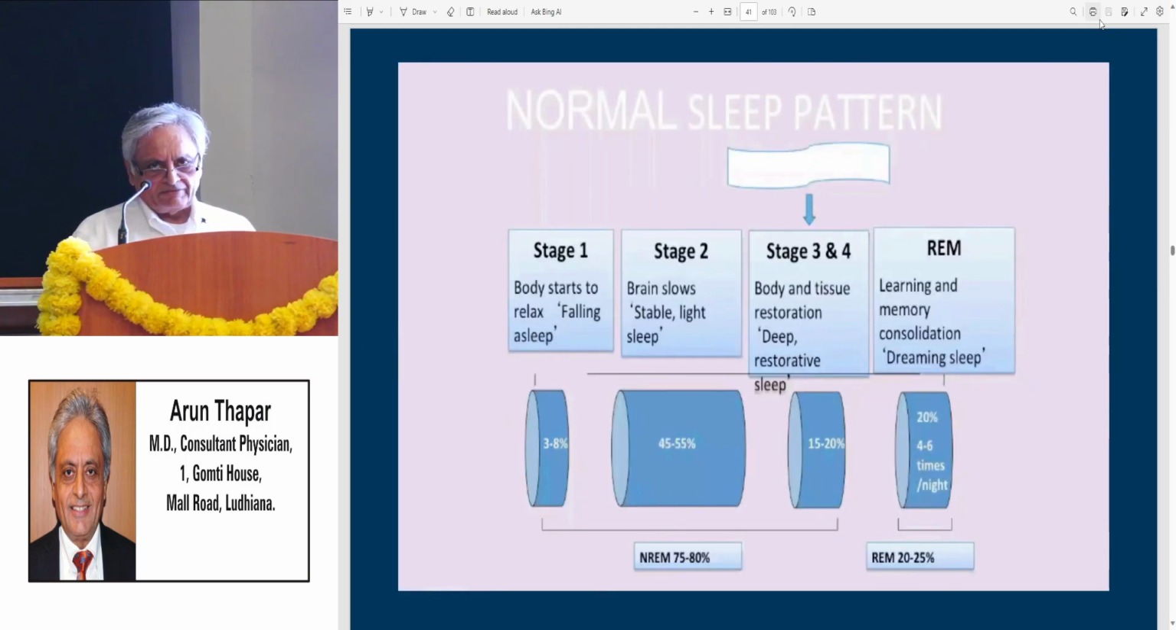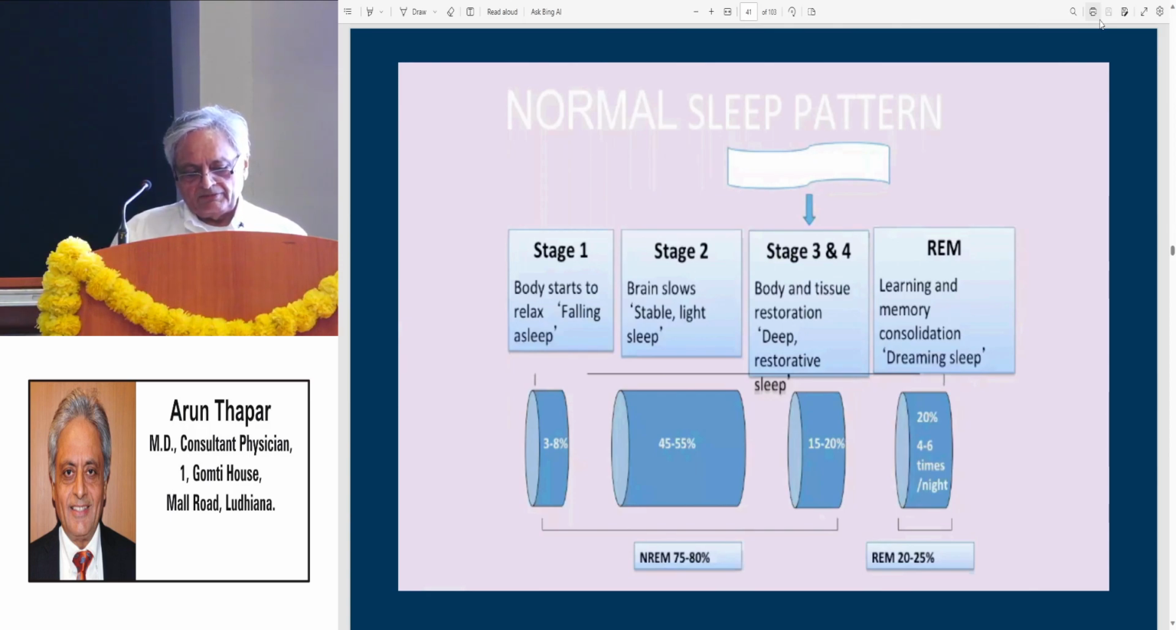Now, for a normal sleep pattern, there are 4 stages basically. Stage 1, 2, stage 3 and 4 are combined, and another is REM sleep. Now you see over here, we spend 75 to 80% of the time in non-REM sleep and only 20% of the time in REM sleep. Now out of non-REM sleep, the first, second and the third stage, mainly stage 2 comprises 55% of the NREM sleep.